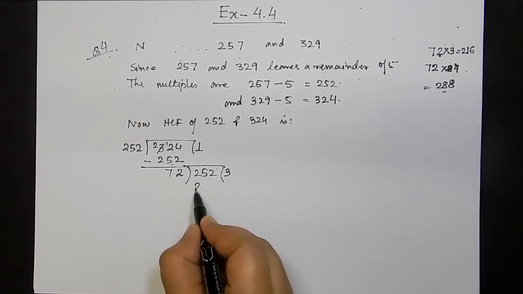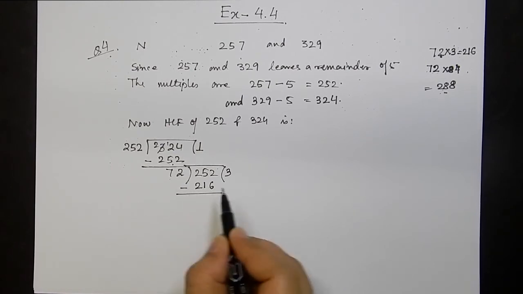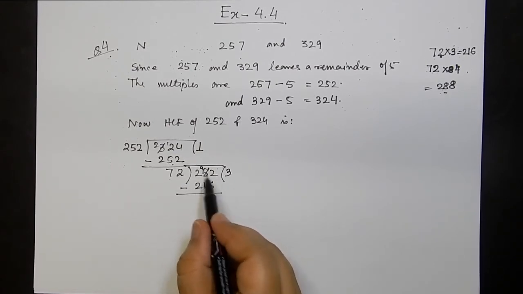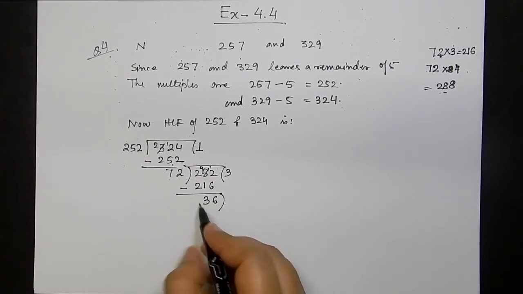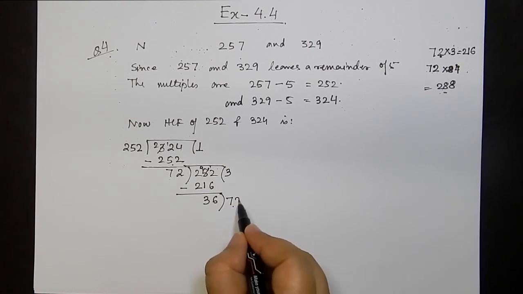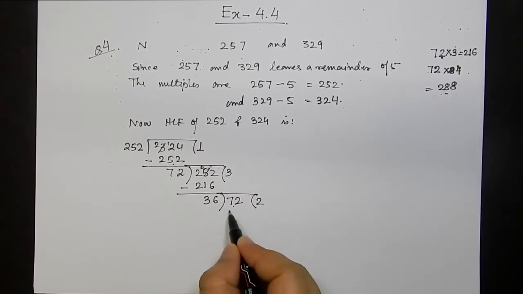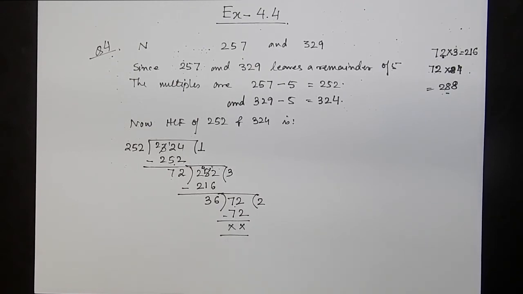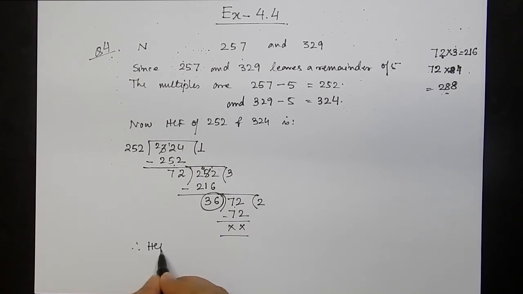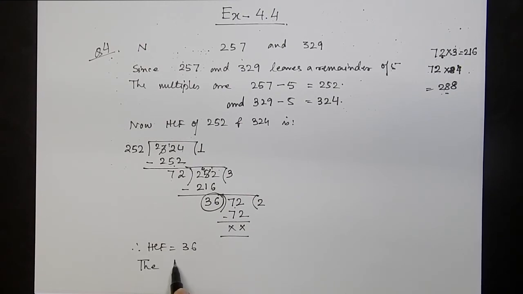So 3 is 216. If you subtract this, what do you get? This will become 4. 12 minus 6 is 6. 4 minus 1 is 3. Now again the remainder is not 0, so 72 will come here, and 36 2s are 72, and we get a 0 remainder. So the HCF is the last divisor. Which one is the last divisor? 36. So therefore the HCF is equal to 36, and the required number is 36. Okay.